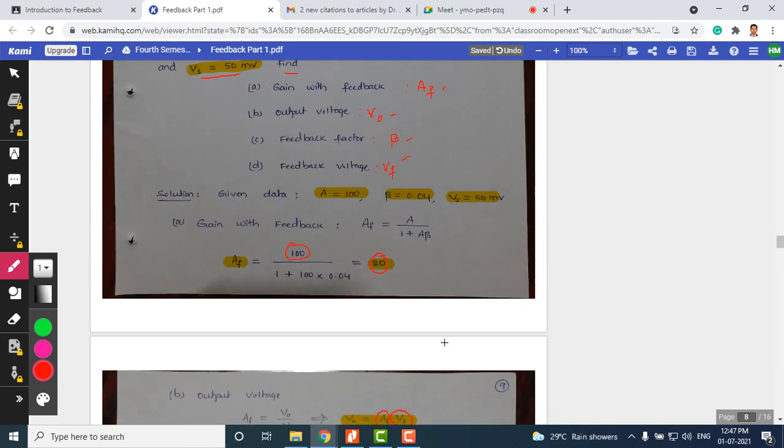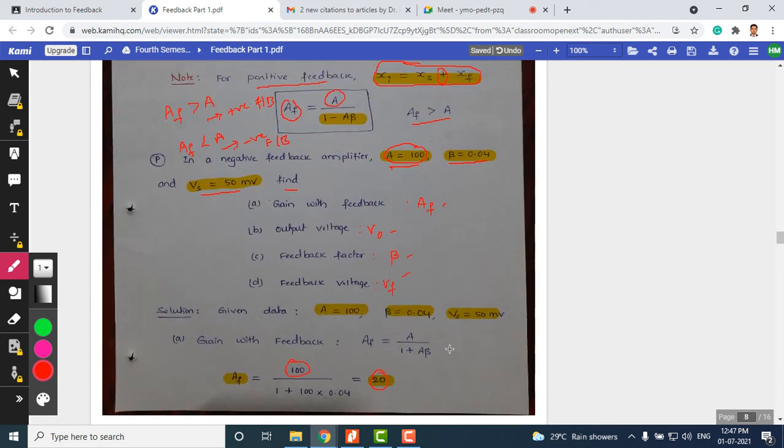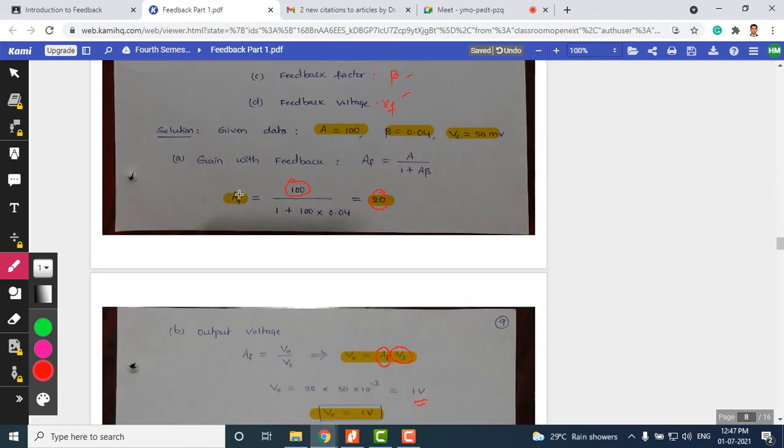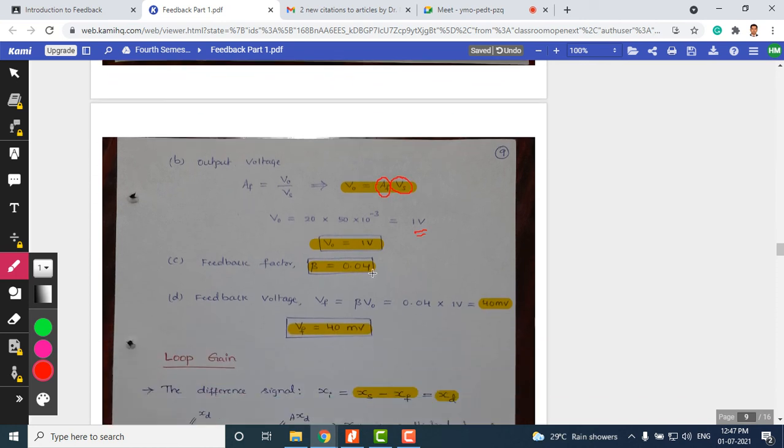Okay. So, we know the output voltage is 1 volt for this type of amplifier, and the source voltage is going to be 50 millivolt. Next is the feedback factor, which is given here as 0.04. This is straightforward, no need to do any calculations. Feedback voltage, which is Vf, is equal to beta times V naught. This beta is known, and V naught we have calculated just now. Substitute here, and we can calculate the feedback voltage as 40 millivolt.